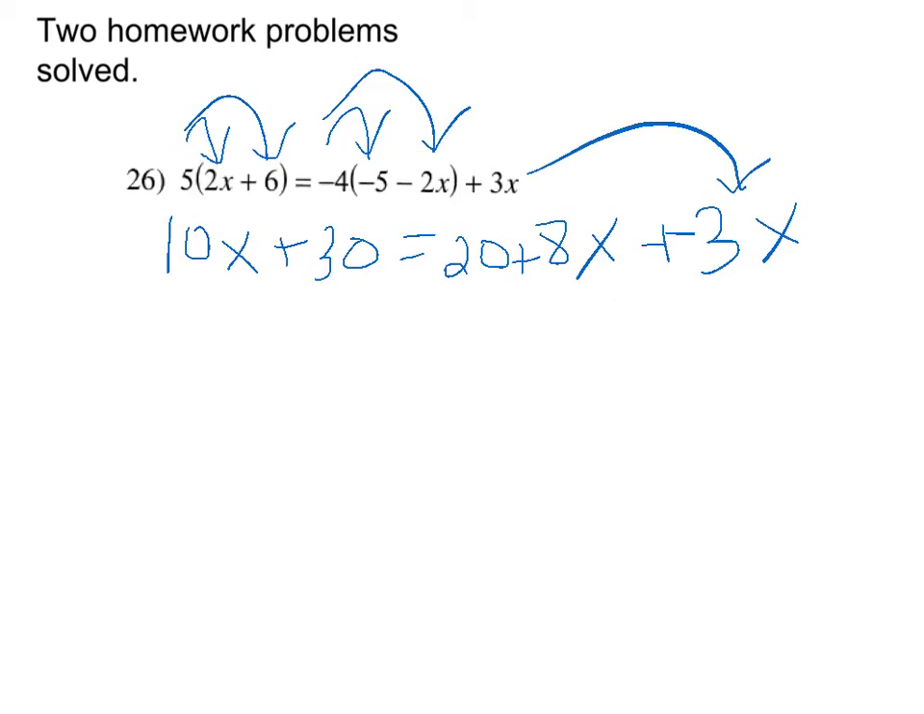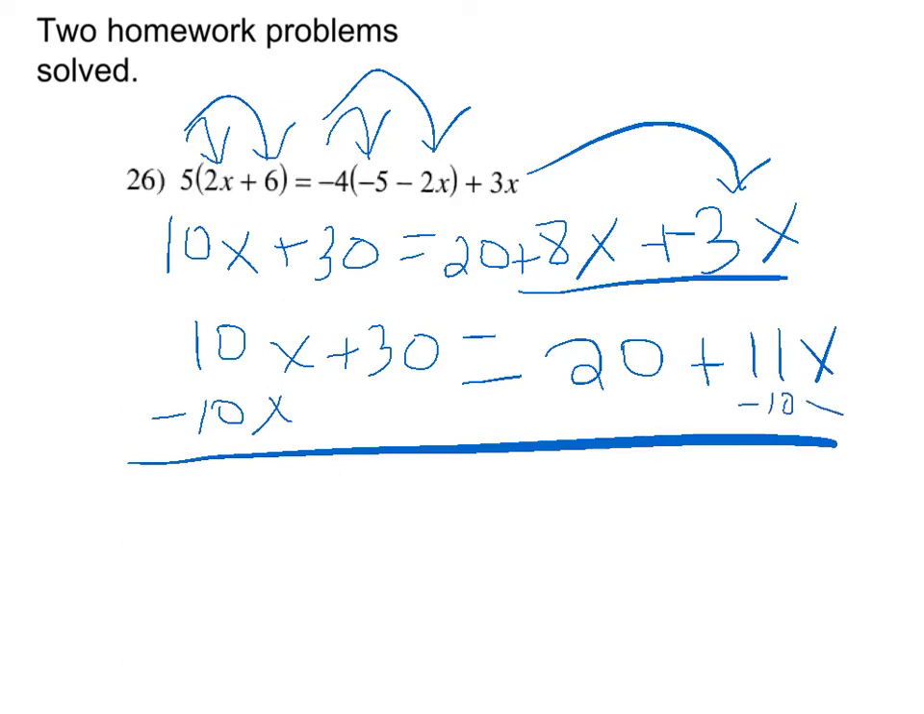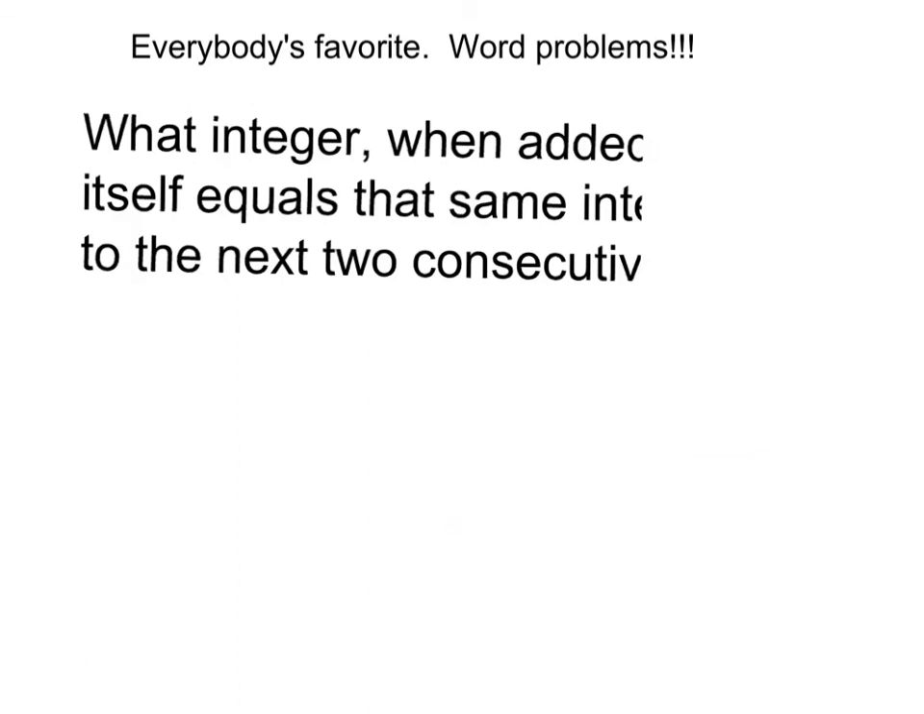If I made any mistakes, I'm doing it on purpose. 10x plus 30 equals 20 plus... the like terms that we need to combine are positive 8x and positive 3x. So 20 plus 11x. I want to move the variable terms to the right side. This time, subtract 10x from both sides. Now we have 30 equals 20 plus 11x minus 10x. That's just x. Minus 20, minus 20. X equals 10. Once again, if you want to see that worksheet, I'll have a link in the comments or the description section, but it's Kuta Software.